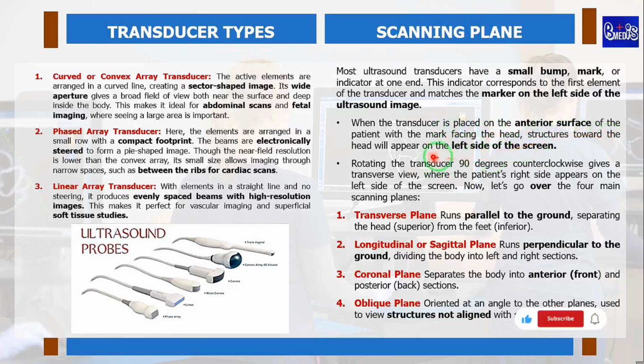structures towards the head will appear on the left side of the screen. Rotating the transducer 90 degrees counterclockwise gives a transverse view where the patient's right side appears on the left side of the screen. Now, let's go over the four main scanning planes. So we have four major scanning planes. The first is the transverse plane.